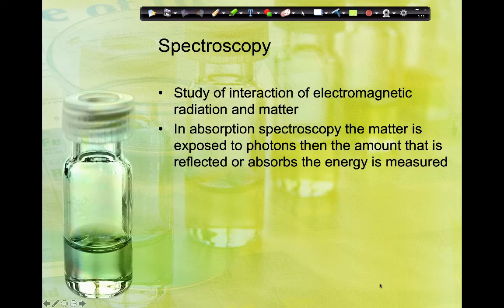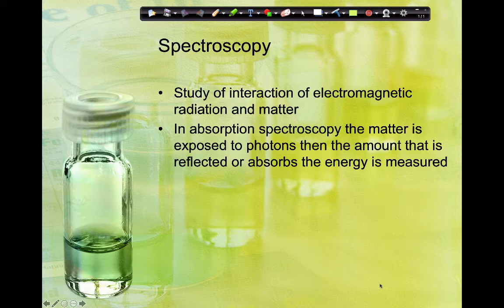All right, so in this video we're going to talk about different types of spectroscopy. We have actually talked about it a little bit. We talked about a PES diagram, and PES diagrams are good for determining the energy level of the electrons and the positioning of the electrons in an atom. Now, spectroscopy, in general, is the study of interaction of electromagnetic radiation and matter.